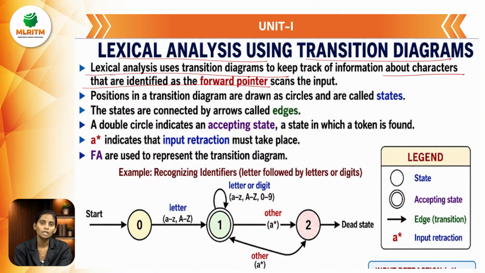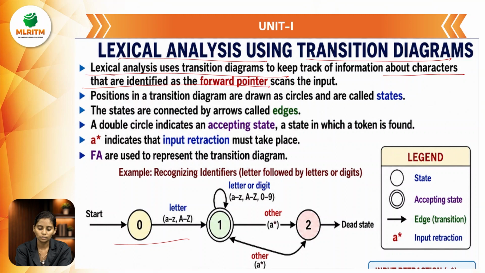So here what happens: the forward pointer has to stop, and it should identify where it is. This is a space, this is a variable, this is an identifier, this is a keyword, this is an operator, this is a numerical value. So where it is identified and how it is identified is analyzed, and that is represented as states.